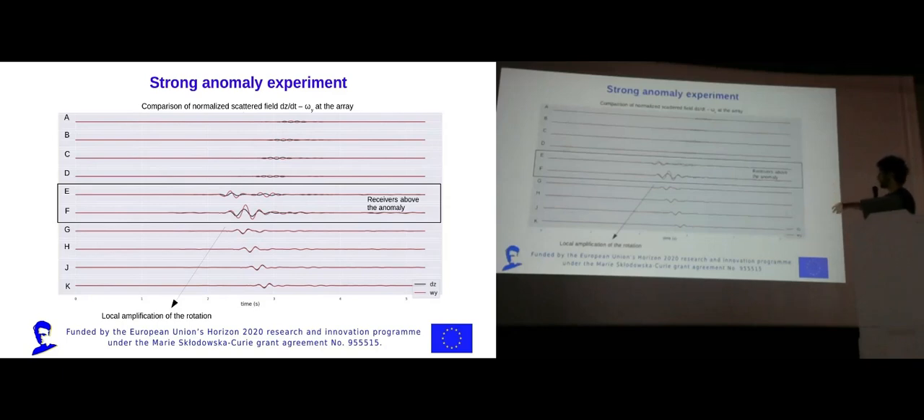Here there is a comparison between the vertical velocity and the rotation along the y-axis. And what we see here is that if we look at the receivers exactly above the anomaly, we see an amplification of the rotation, as is also described in other papers.